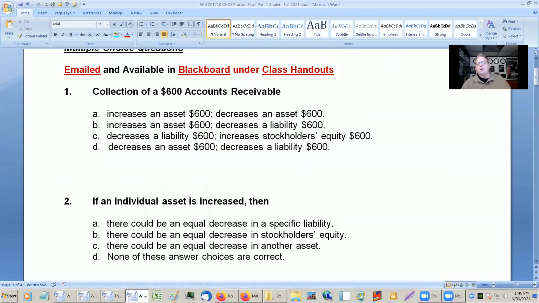Number one is collection of accounts, $600 accounts receivable. Cash goes up, accounts receivable goes down, so it increases cash and decreases accounts receivable. It's A.